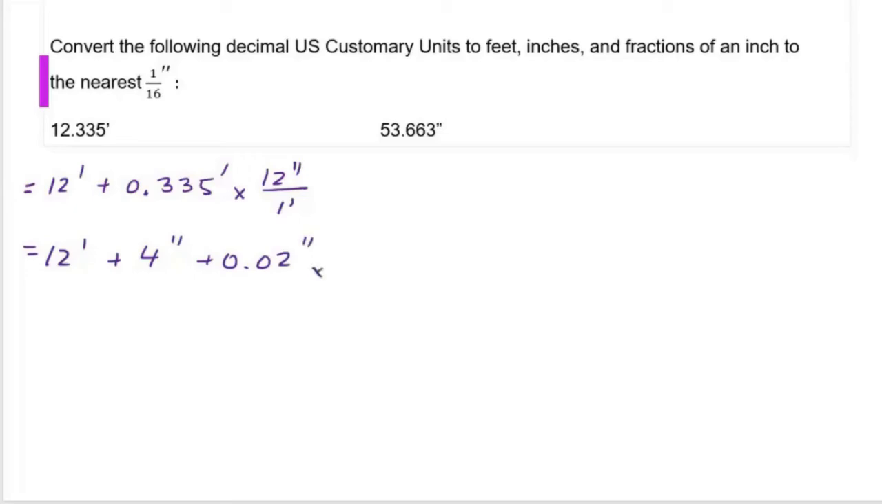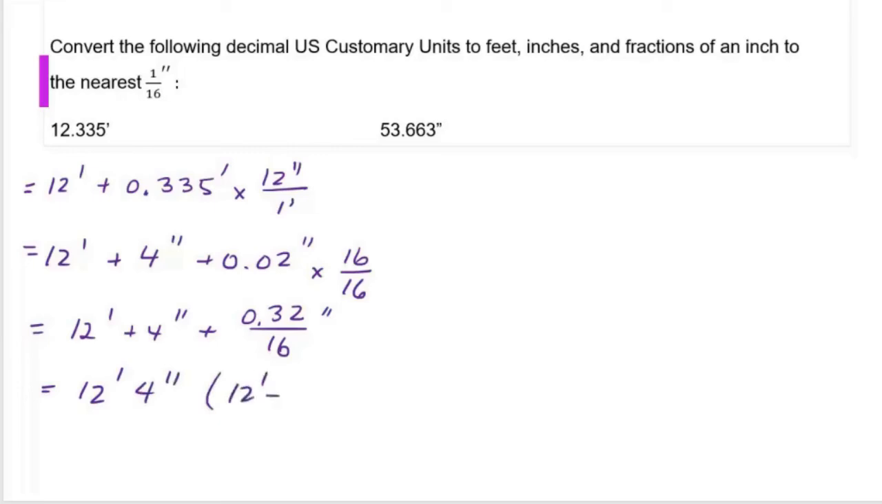It's the parts of an inch that will convert to the nearest 16th by multiplying top and bottom by 16. That gives us 12 whole feet plus 4 whole inches plus 0.32 over 16 parts of an inch. Rounding that to the nearest whole number gives us 0. So there are no 16ths of an inch. And our final answer is 12 feet and 4 inches. Or 12 feet dash 4 inches in a more common architecture notation.